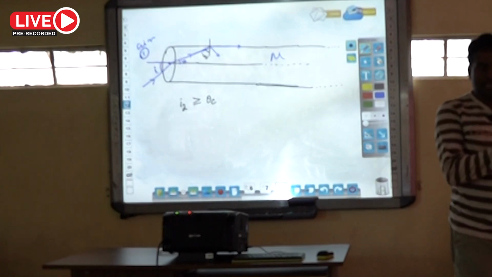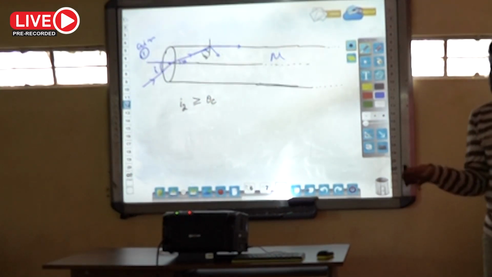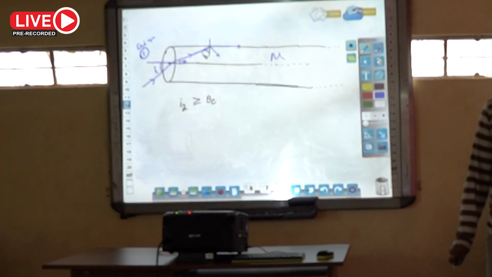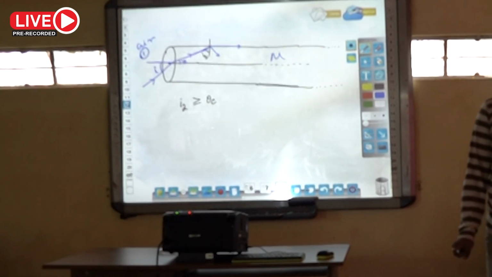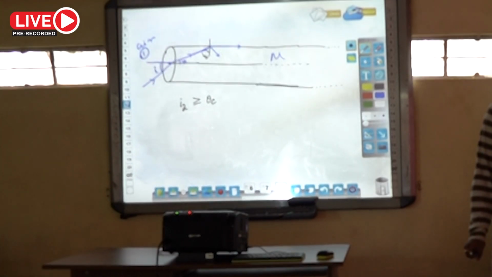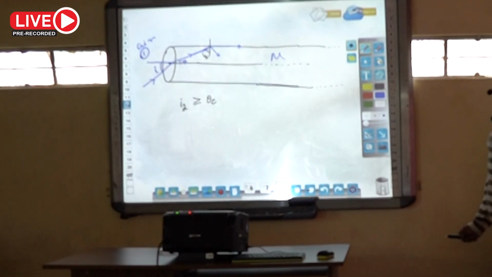At the critical angle, the ray will be parallel to the surface. If it is greater than the critical angle, then it will reflect back. So the condition for light not to come out from the curved surface is that the angle of incidence at the curved surface should be greater than or equal to the critical angle. Clear? So I put this. Now the thing comes.